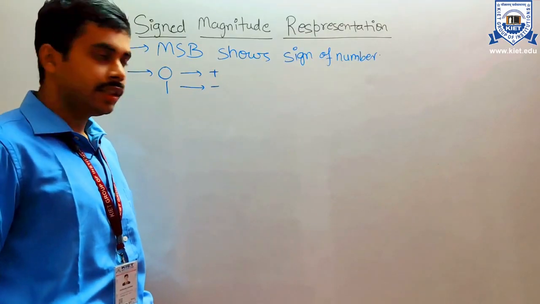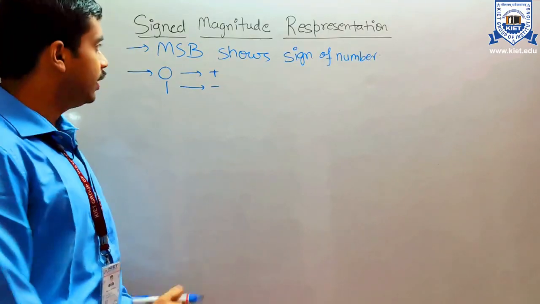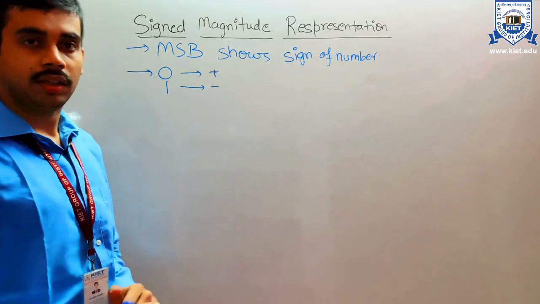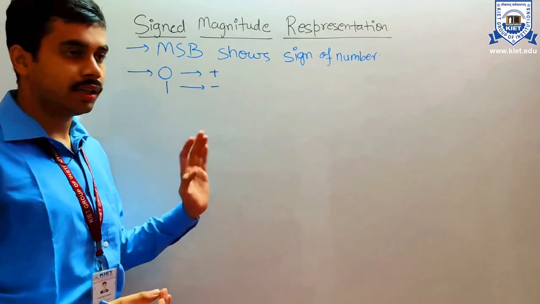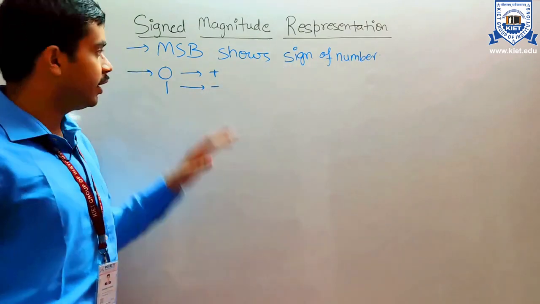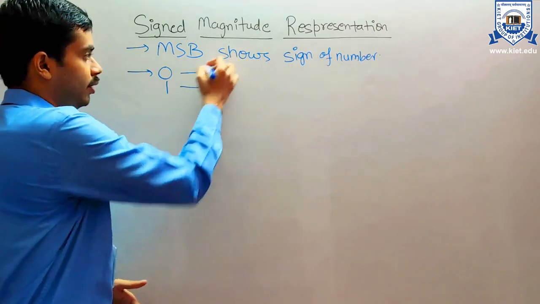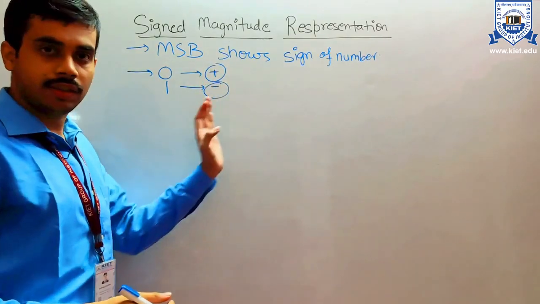So the first representation is signed magnitude representation. In this, basically the most significant bit, that is the leftmost bit of our number, shows the sign of the number. If it is 0, then it shows a positive number. If it is 1, then it shows that it is a negative number.